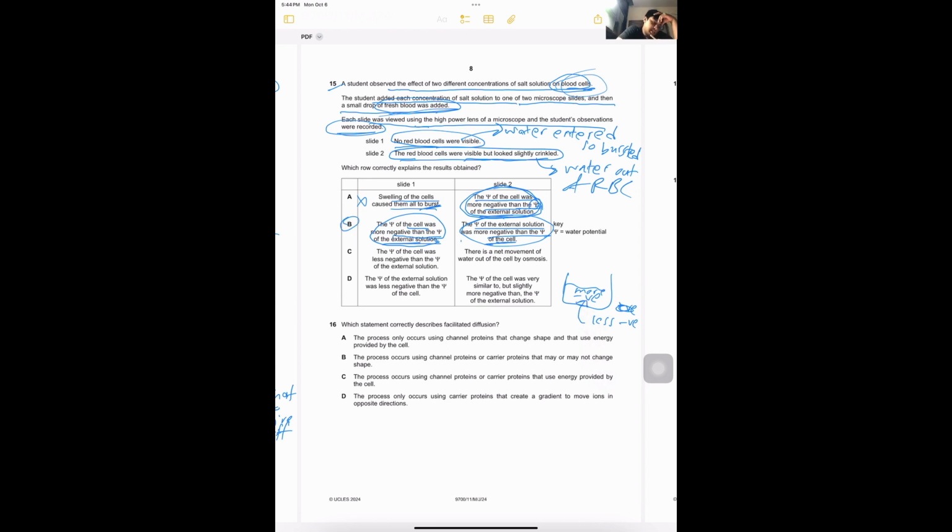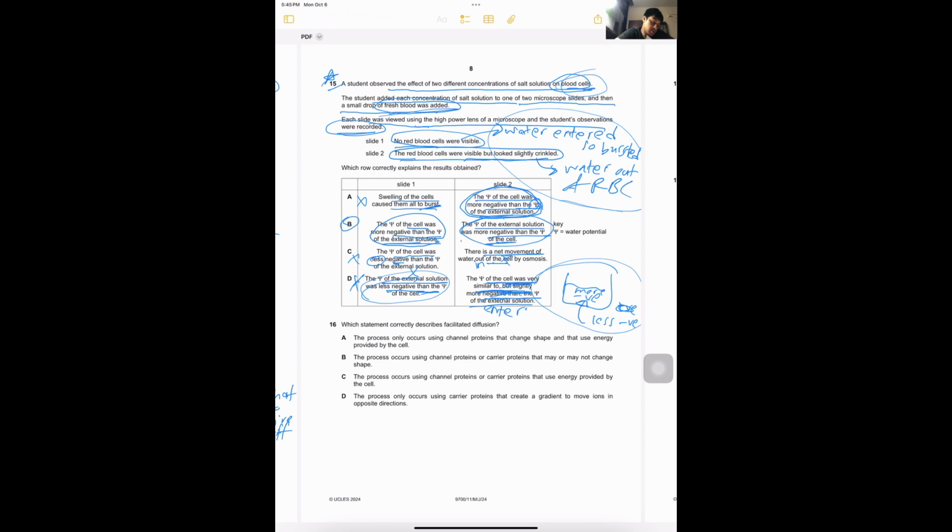So B should actually be the answer. The water potential of the cell was less negative, it has to be more negative. There's a net movement of water out, water in by osmosis, as I just explained here and here. The water potential of the external solution was less negative, this is correct. The water potential of the cell was very similar but slightly more negative than the water potential. So more negative would cause water to enter, so that is wrong. This is a good question. Answer should be B.